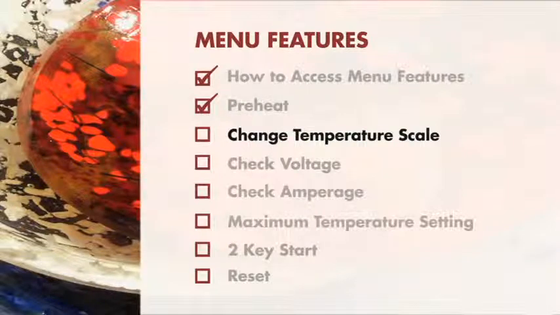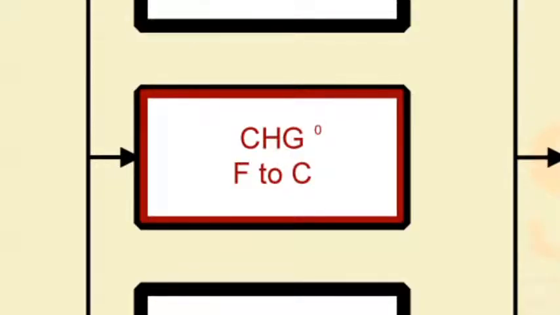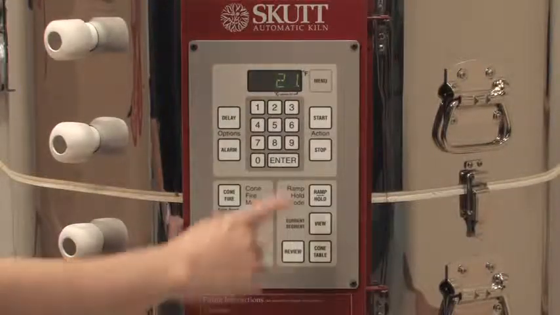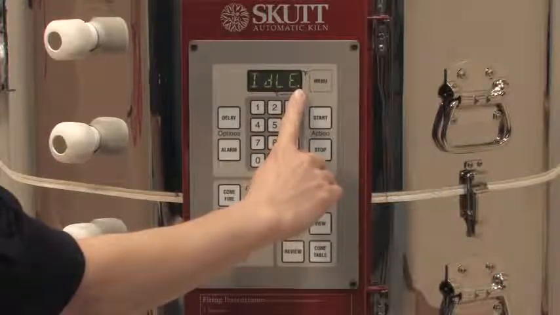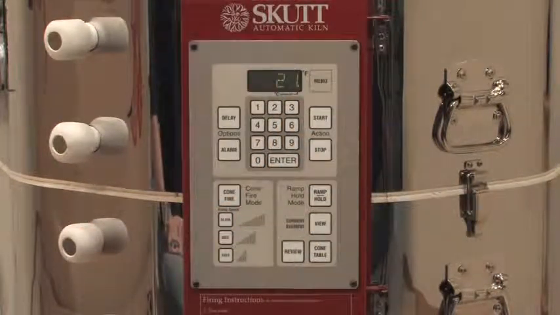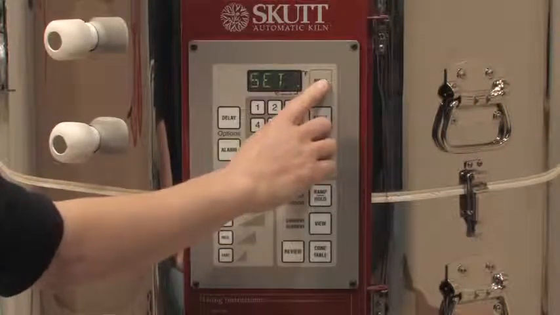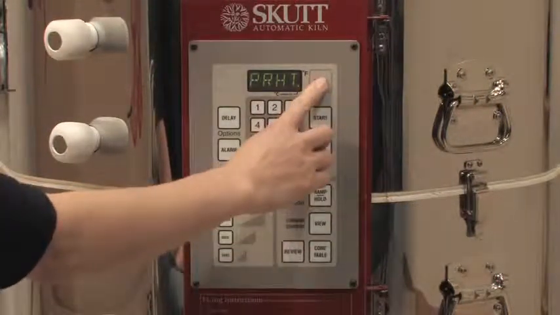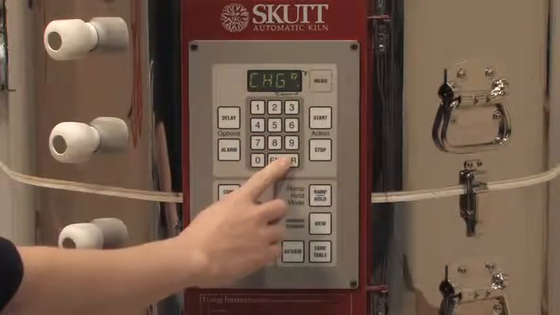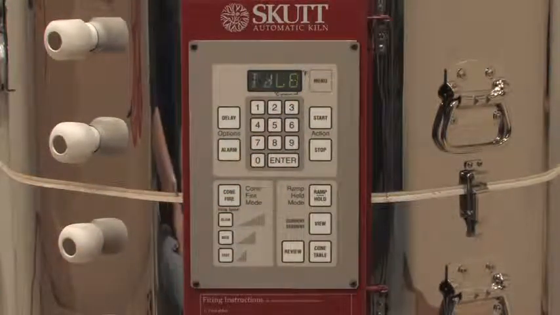Changing the temperature scale. Your Kiln Master controller has the ability to read temperatures in Fahrenheit or Celsius. If the controller is set to read temperatures in Celsius, there will be a small LED light illuminated in the bottom right-hand corner of the display. To change the temperature scale setting, access CHG in the Settings submenu. When you press Enter, the setting will automatically change.